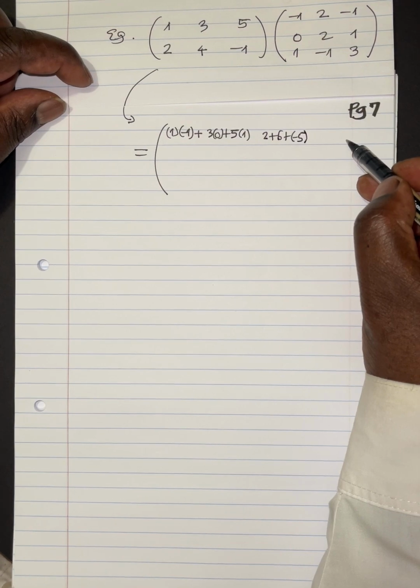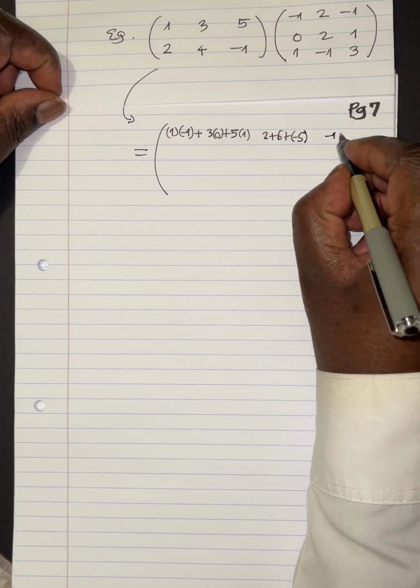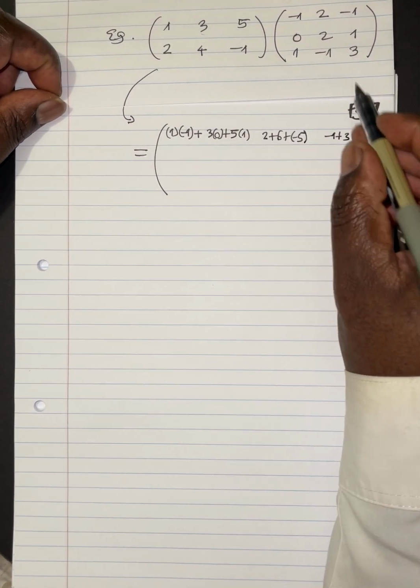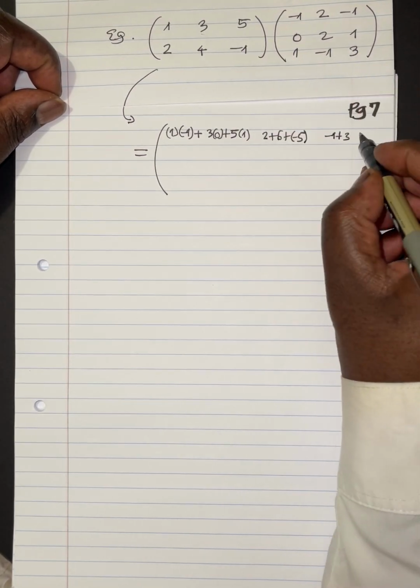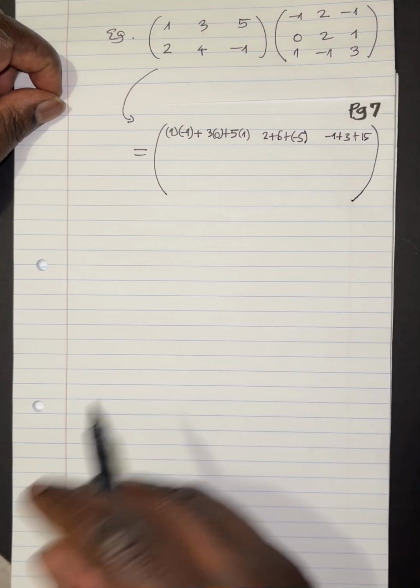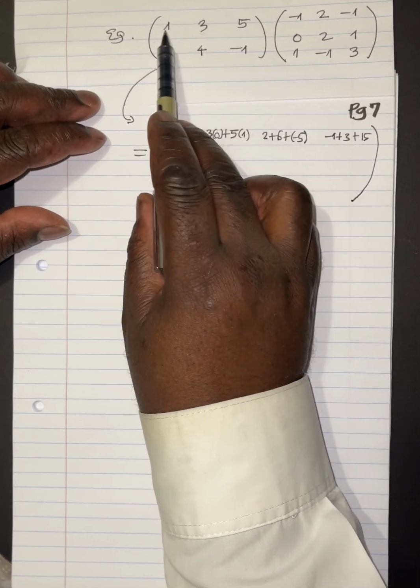I'm moving to the last position now. 1 times -1 is -1. I'm going to say plus 3 times 1 is 3. And then 5 times 3 is 15. I'm adding, remember. Now I'm going to do the same down here. I'm done with that row.